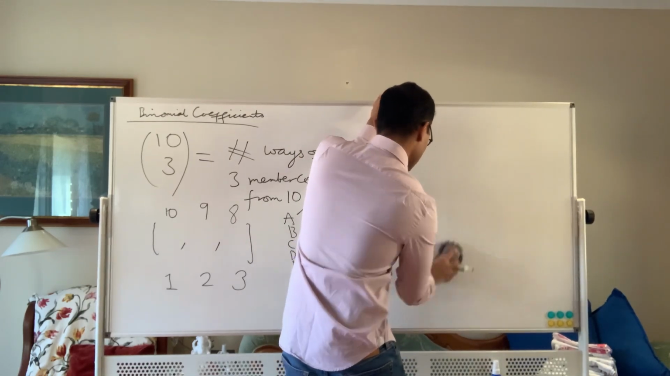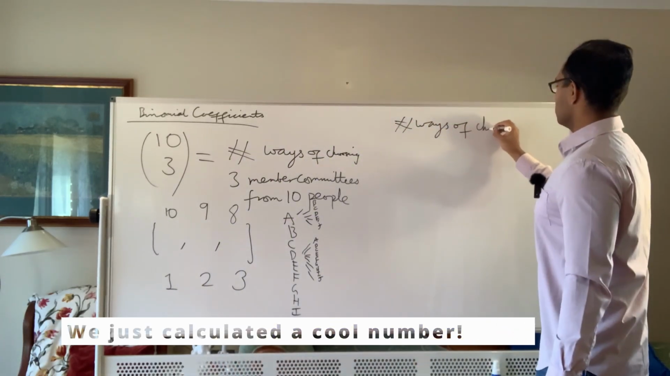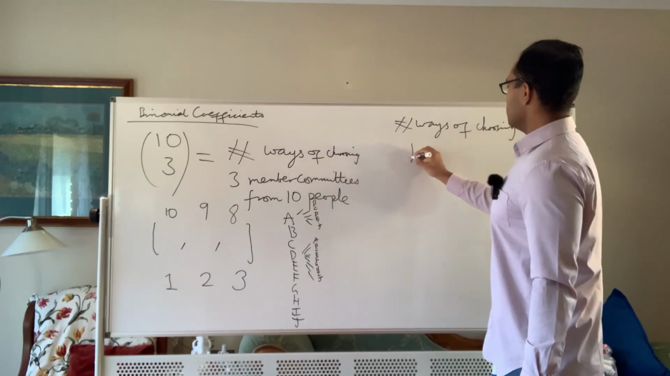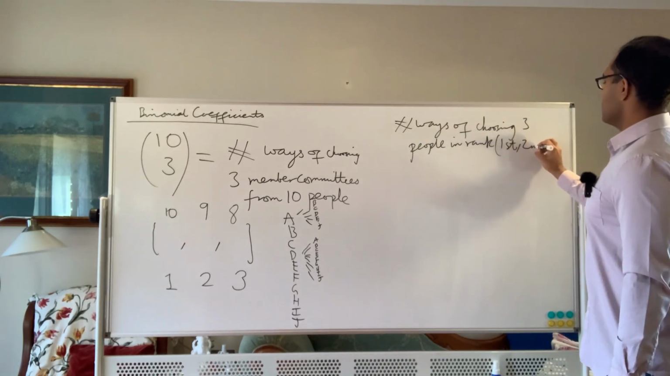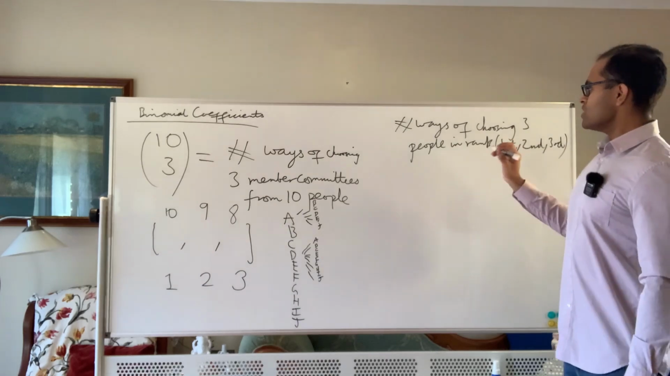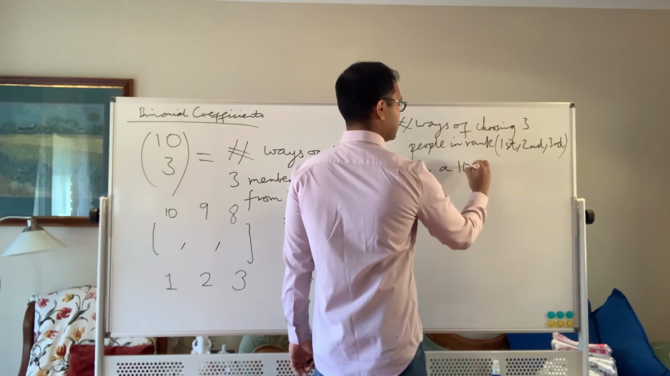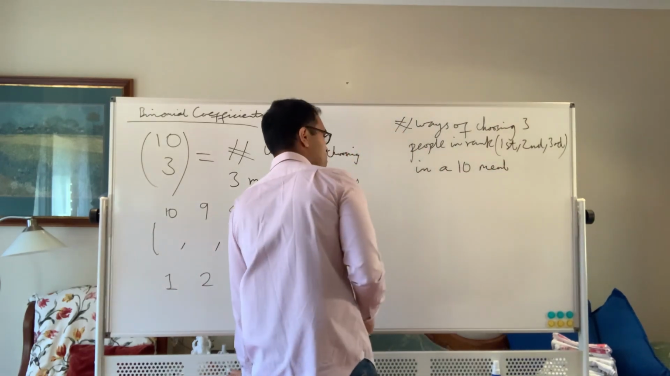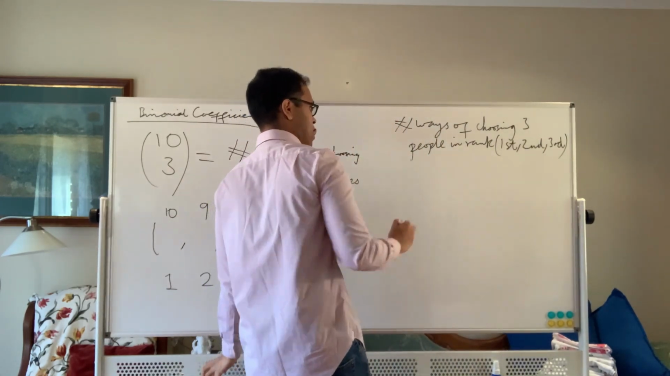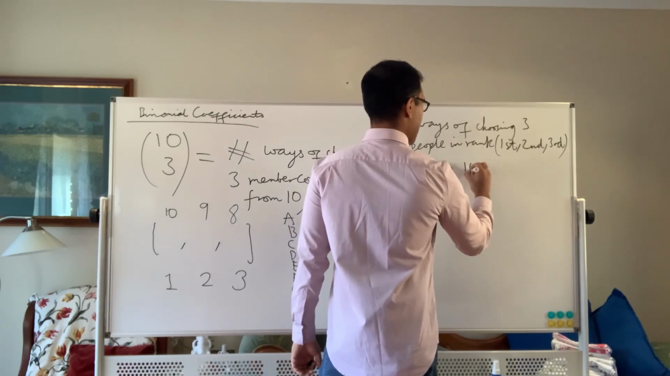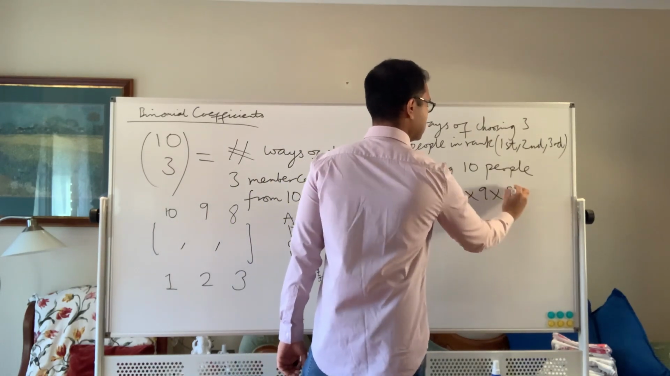So, the number of ways of choosing 3 people in rank, first, second, third, among 10 people, is equal to 10 times 9 times 8. That's going to be the answer.